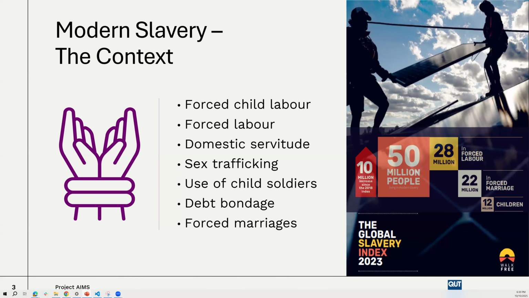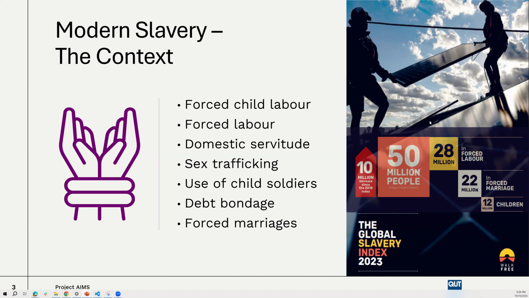Modern slavery is a situation of exploitation that a person cannot refuse or leave due to threats, coercion, or abuse of power. It can take many forms across the globe, from forced child labor or forced labor, domestic servitude, sex trafficking, the use of children as soldiers, the bondage of forced marriage, or even the trafficking of people for organ harvesting.